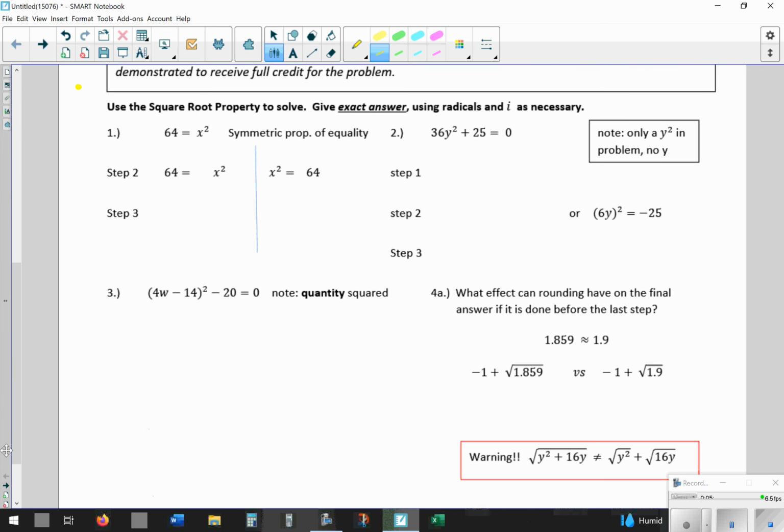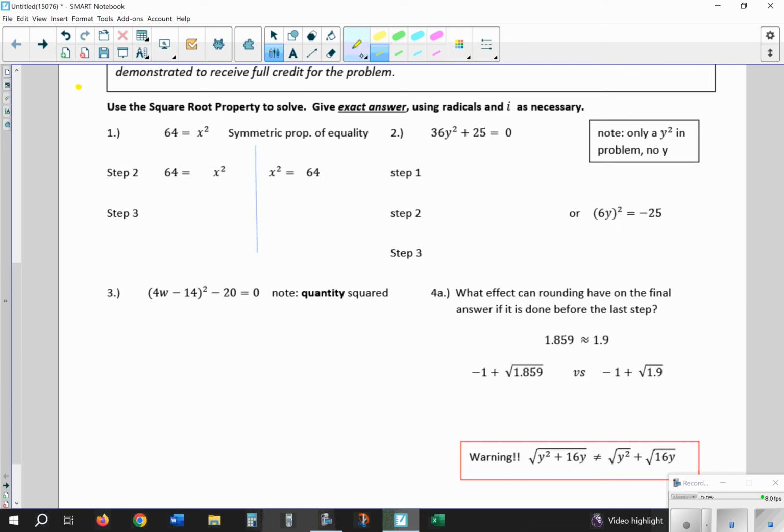When I ask for an exact answer, if we end up with a radical that can't be simplified, that should be in our answer. When we have an imaginary solution, that i will be in our solution. And it's only if I ask you to round to a decimal that we would then take that additional step.